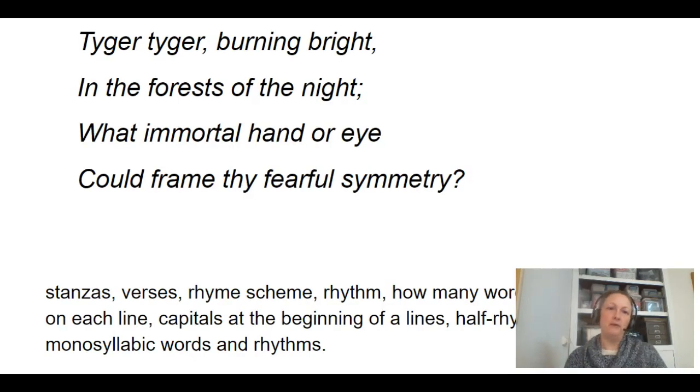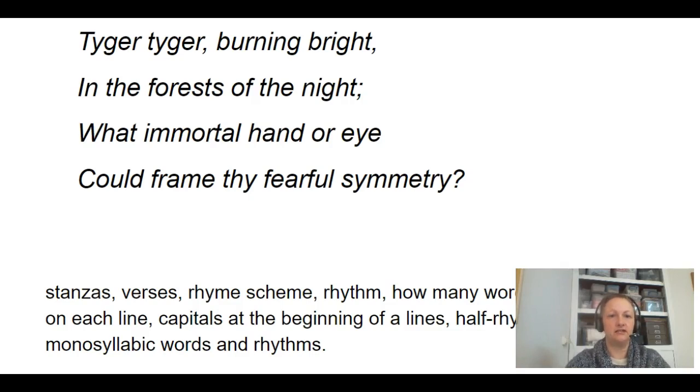So we've got a poem here, which is the beginning of Tiger Tiger by William Blake, and we're just going to have a look at the form here. So I can see this is one verse actually, so I'm not going to do a whole poem because that would be terrible. And it is in verses, so they've all got 4 lines.